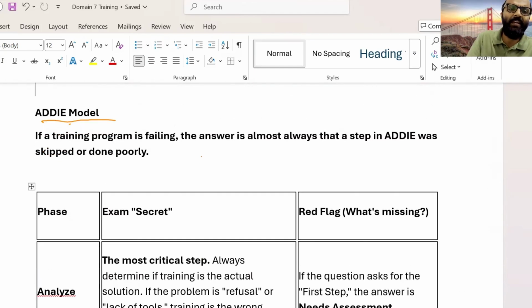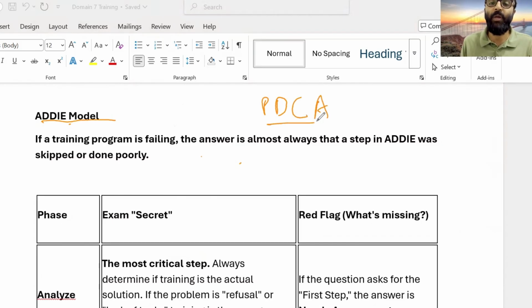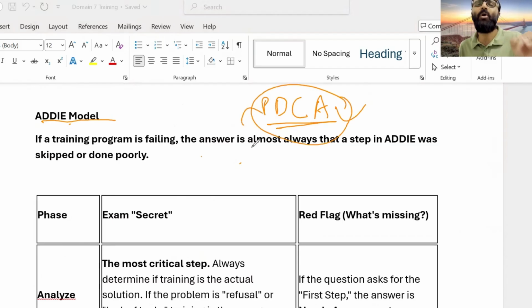So what is this ADDIE model? ADDIE means Analyze, Design, Develop, Implement and Evaluate. This is similar to our PDCA model. PDCA means Plan, Do, Check and Act. First you have to plan, then you have to do, then you have to check what you have done, and then you have to act. So there is a cycle in that same model, which you are using for your training also.